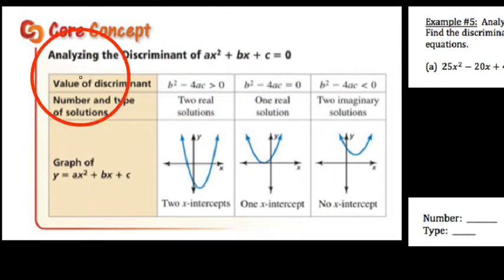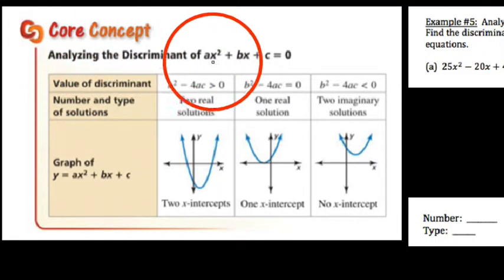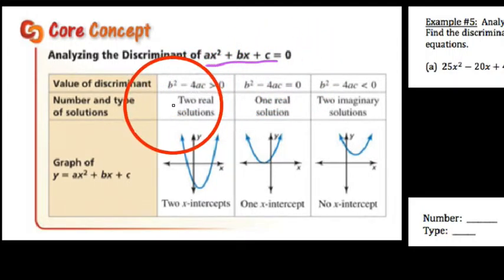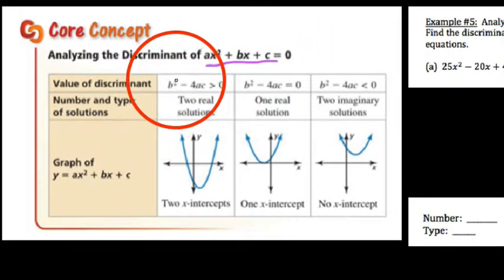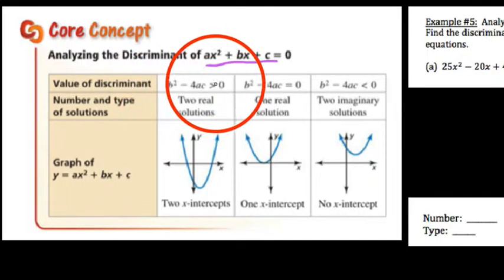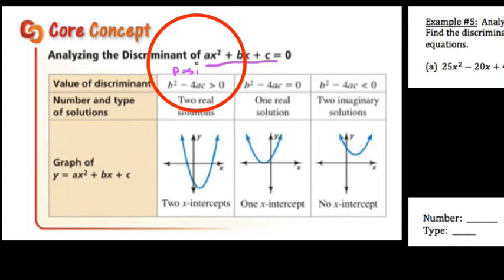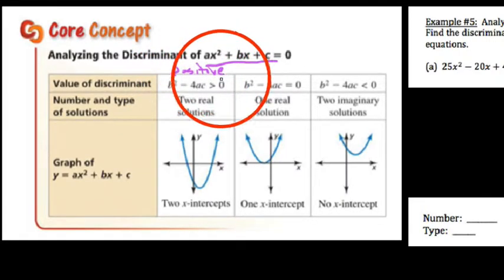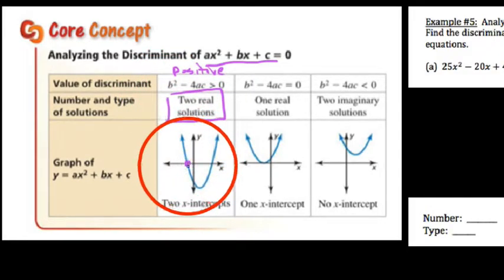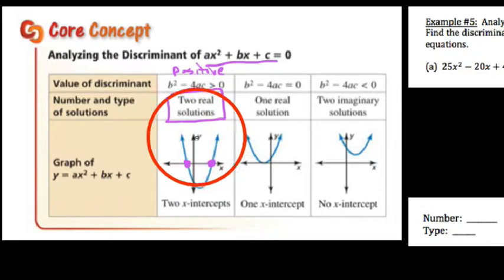So this core concept table you see here says analyzing the discriminant for some standard form thing set equal to 0. Basically, again restating what I've already stated: if b squared minus 4ac, the discriminant, is greater than 0, in other words positive, then we're going to get two real solutions, and we have to have two x-intercepts for our graph, because those are going to be those real solutions.